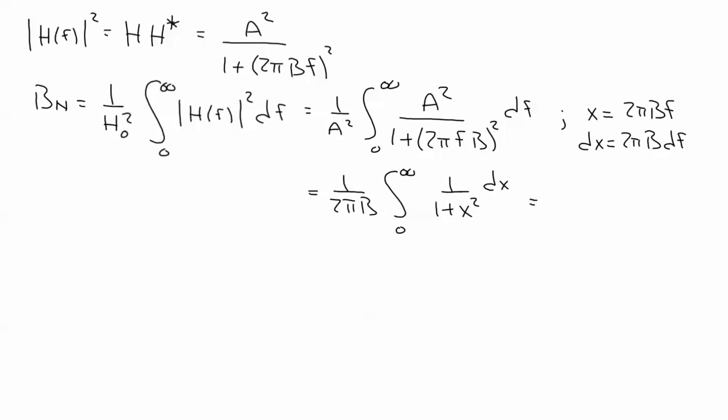Looking this up in tables, I get 1 over 2 pi b times the arctangent of x evaluated at 0 and infinity. I just looked that up in tables. And then evaluating, I get 1 over 4b hertz. Okay, 1 over 4 times the time constant. Well, you might ask yourself, how does this relate to the 3 dB bandwidth of this low-pass filter? So let's look at that next.